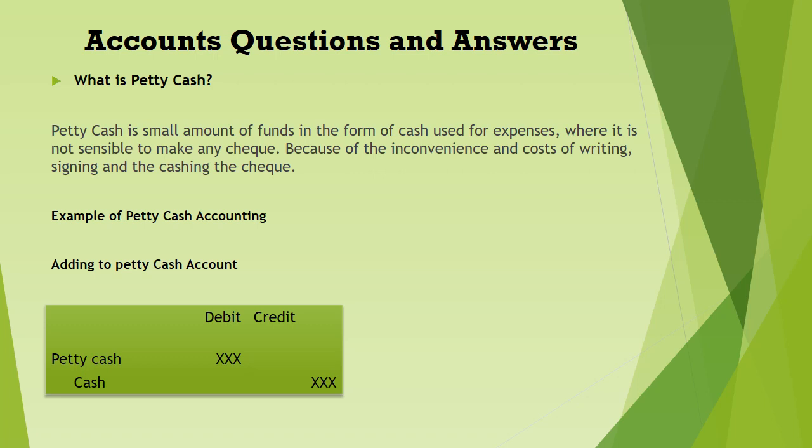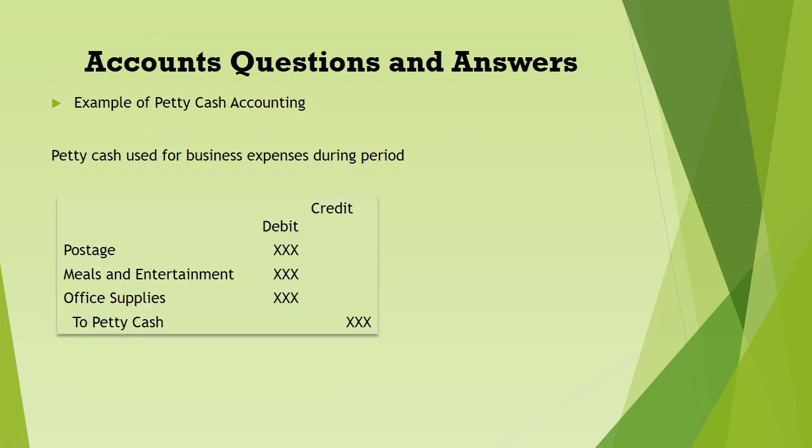Now the other entry, an example of petty cash accounting. For example, he is going to spend a small petty cash amount. So what entries is he going to make? The first entry we saw was adding the petty cash, the amount coming to the petty cash person, so cash is coming in, correct? When we spend the amount, the cash goes out. Petty cash is used for business expenses during the period.